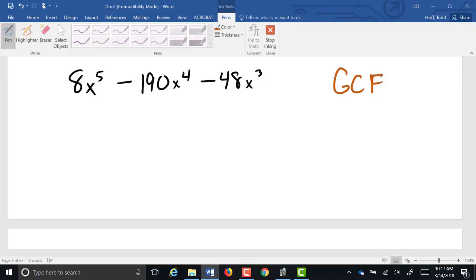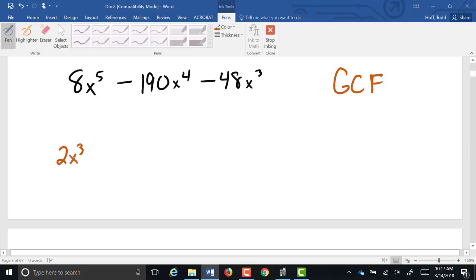Also, all those numbers are even, aren't they? So we know you can at least take out a 2. So it's going to be a 2, and what's the lowest power of x? X to the 3rd. So let's divide out that 2x to the 3rd and see what's left.